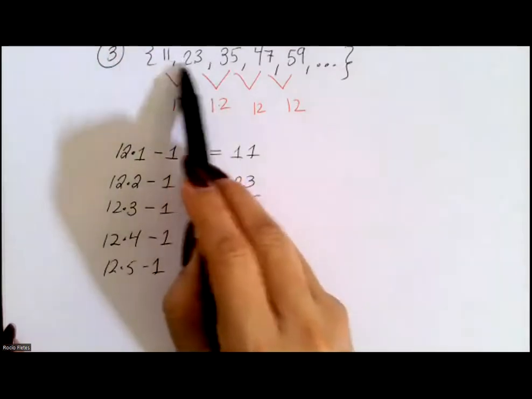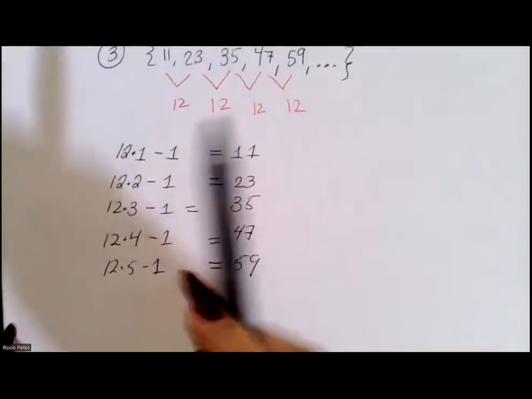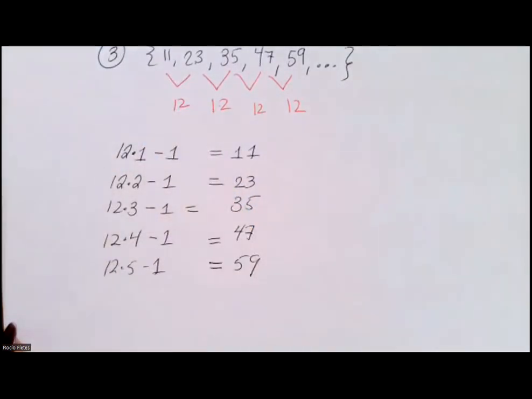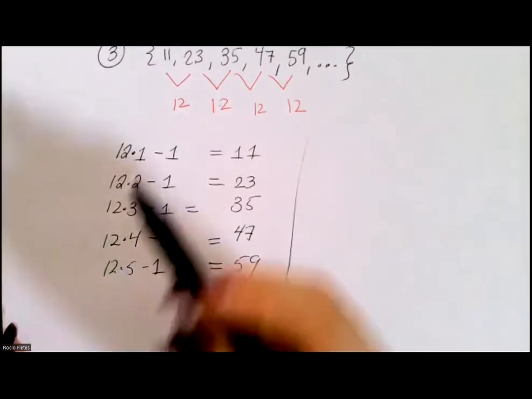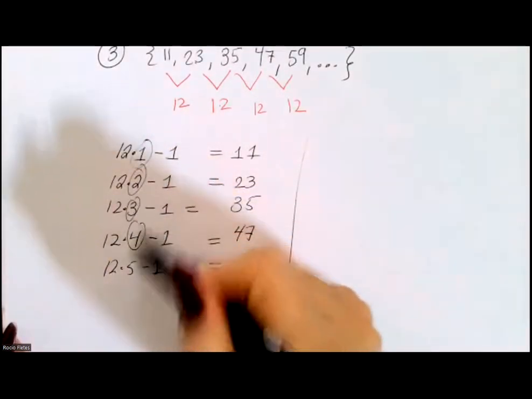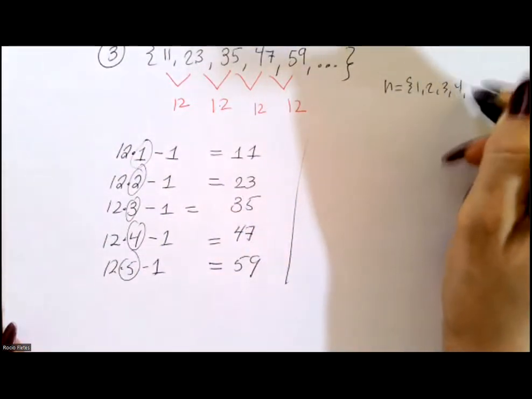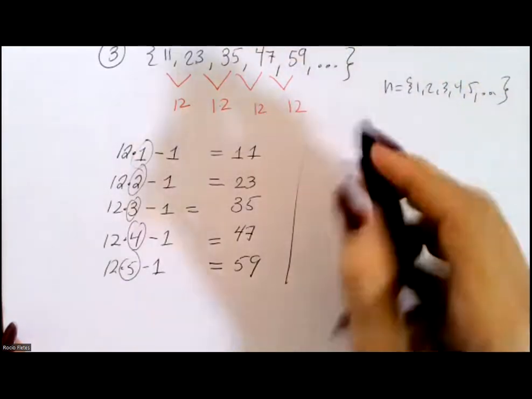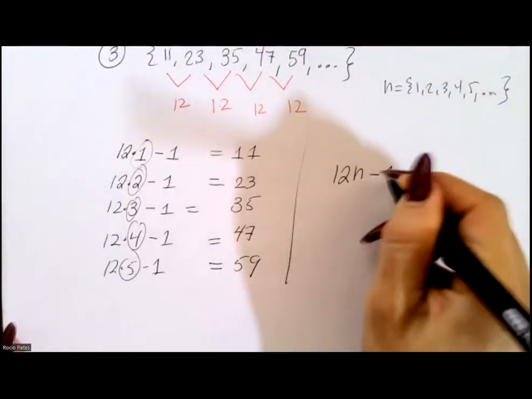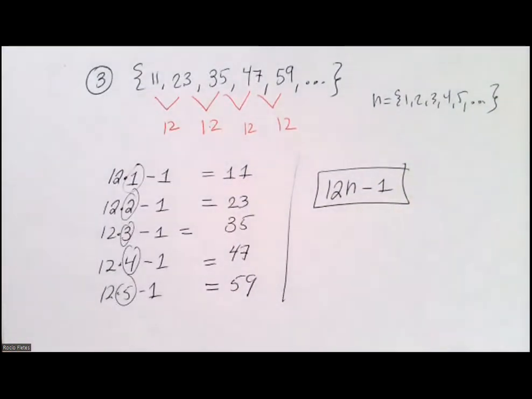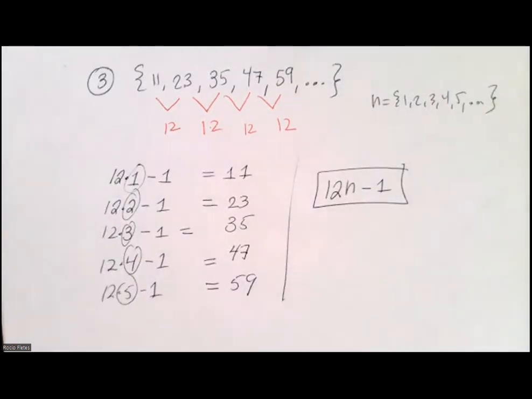So you see the difference between the two numbers. And then you say, well, how do I get the first one using this 12 here, right? And then you see if you can write a general pattern. I noticed the 1, the 2, the 3, the 4, and the 5. That's n, right? Remember n is 1, 2, 3, 4, 5, and so on. So then you say, well, how about 12n minus 1, right? That will give me the expression that I was looking for. Okay. So that is number 3 here.